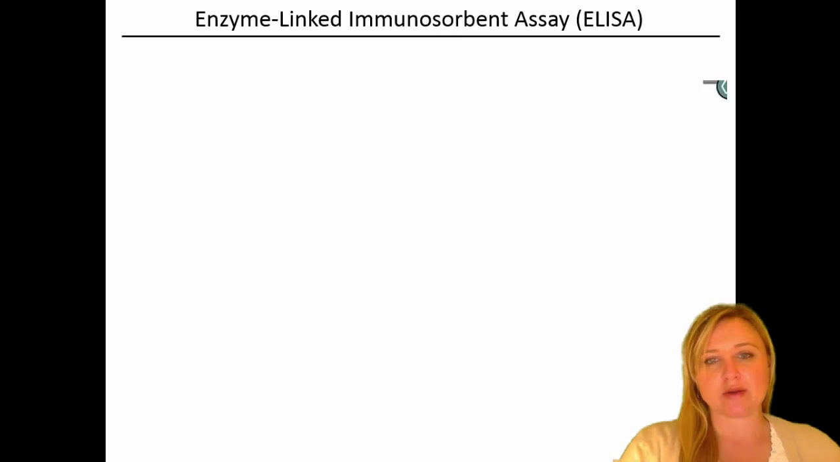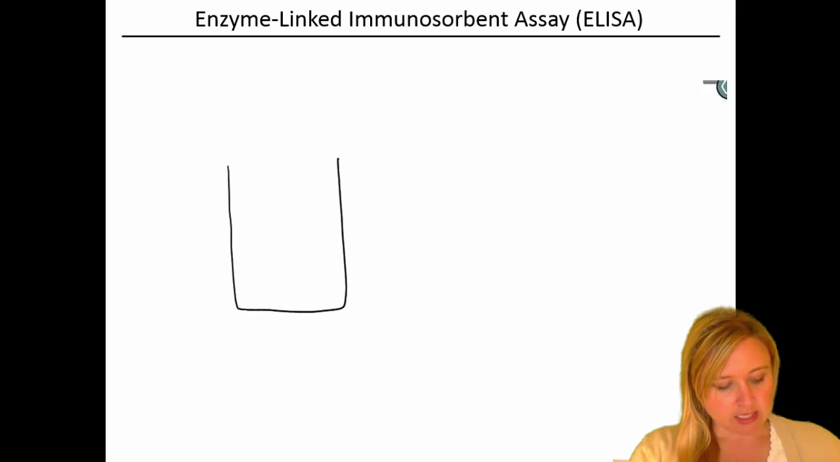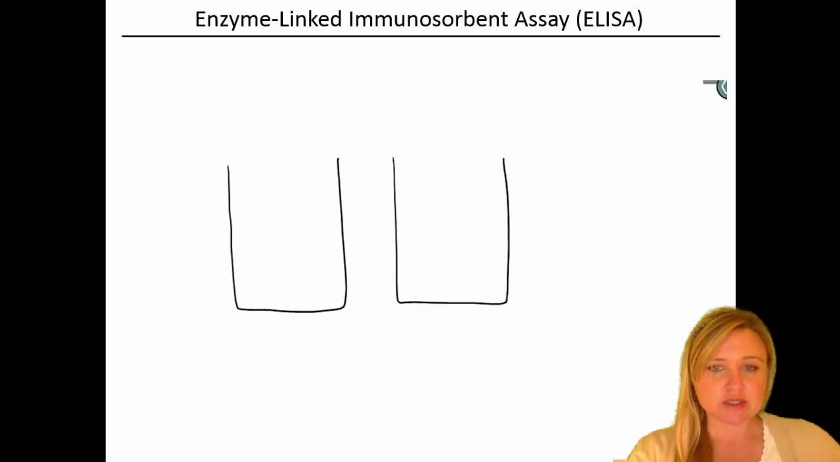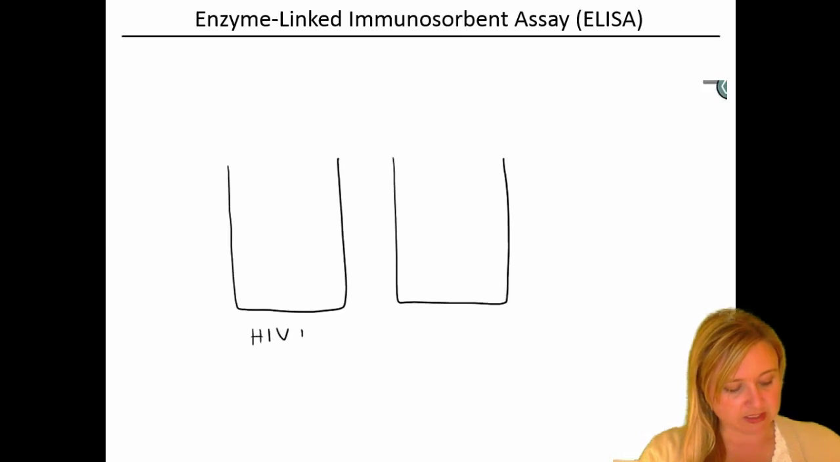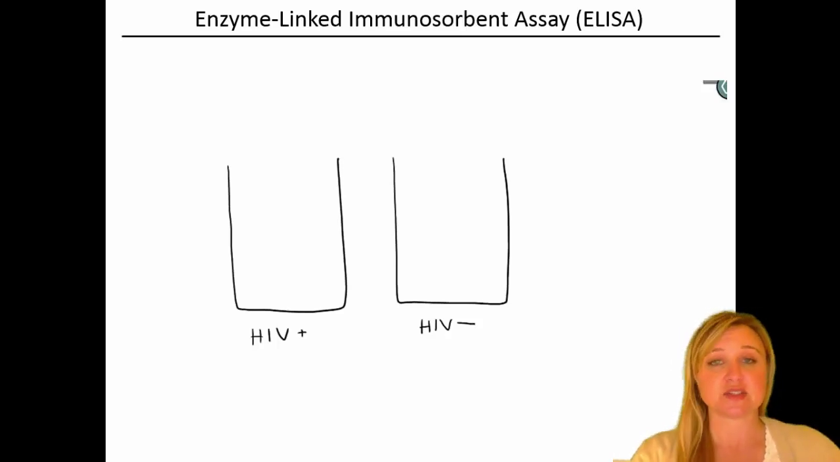Let's draw out two wells of our ELISA plate, okay? And we'll put two different patient samples into each well. So in this case, we'll have the well on the left be the sample from an infected individual. Let's say we're testing for HIV. So the individual on the left is going to be infected, and the individual sample that goes into the right well is going to be uninfected. Okay, so let's go through the steps of how this ELISA works.